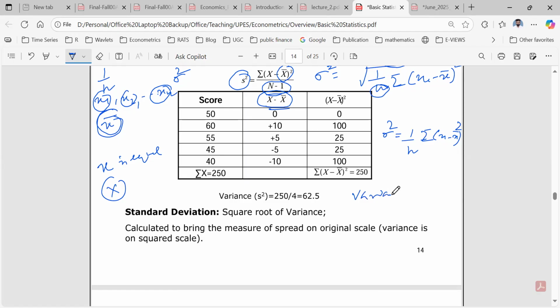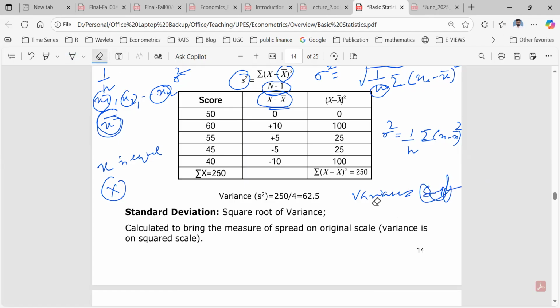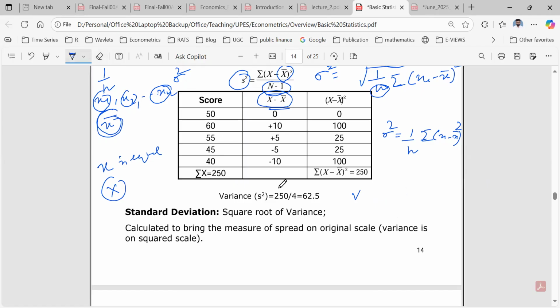Variance is equal to SD square. So if you square the standard deviation, you will get variance.